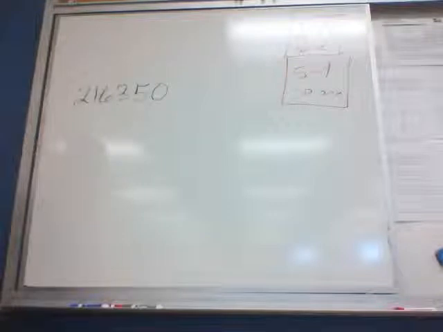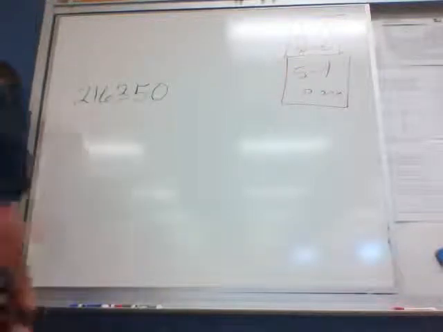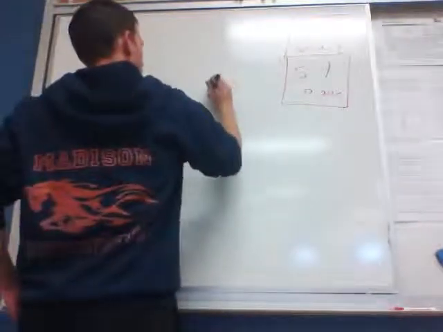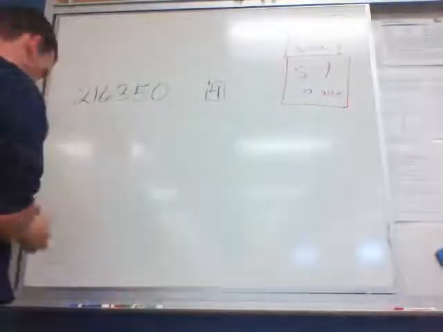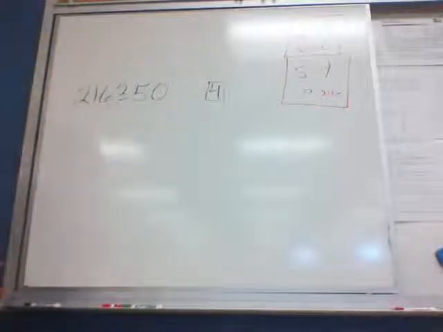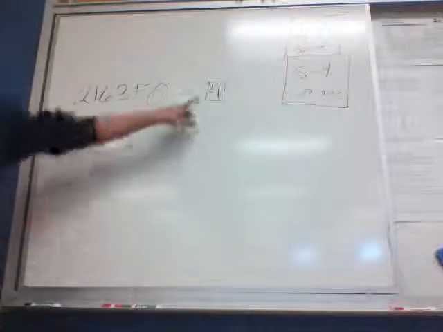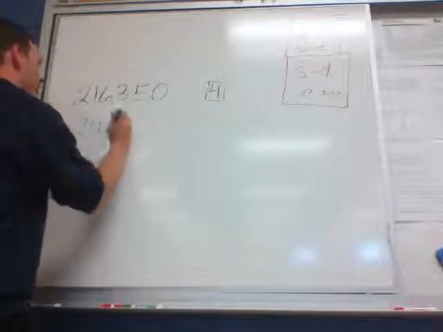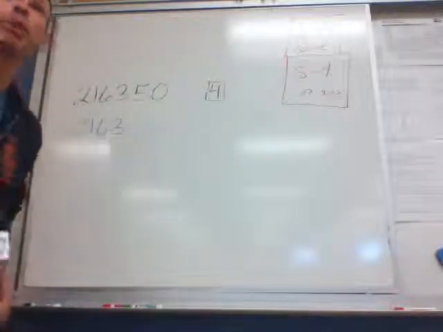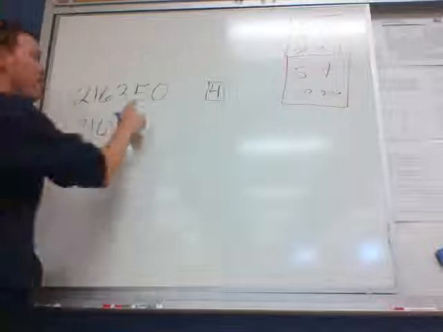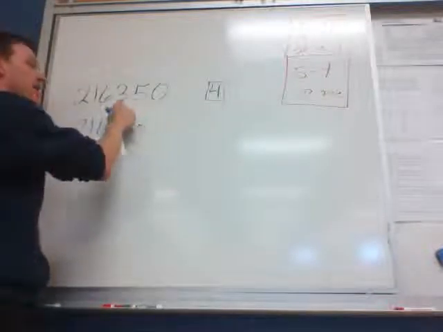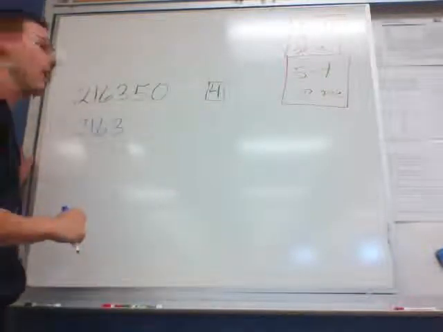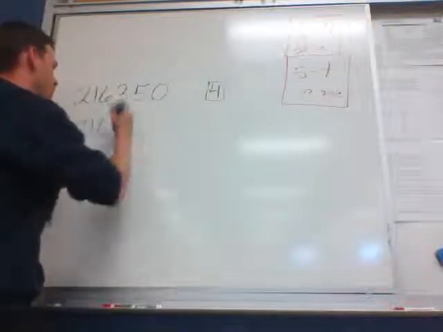$216,350. I want this to be expressed in 4 significant figures. What are the 4 most important numbers? 2163. All right, those are the ones that we're going to definitely keep. We're going to get rid of the other 2, but that first number we're getting rid of can influence the 3. What will it do to the 3? It will bump it up to a 4.